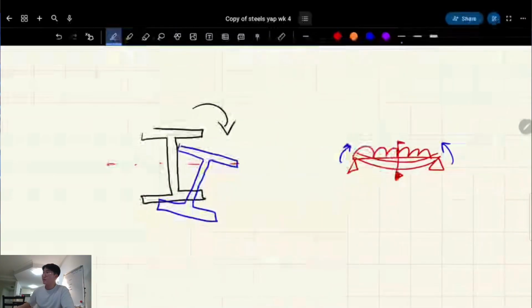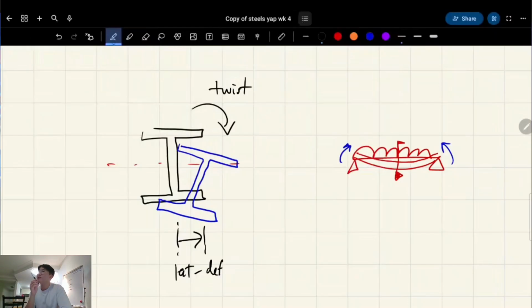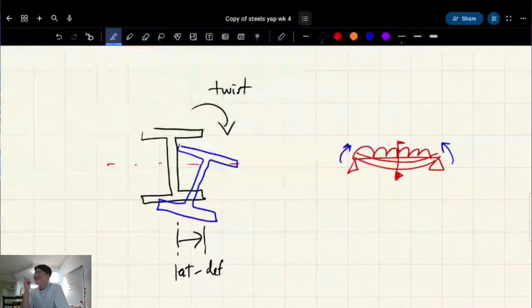Do you see what I did earlier? So there was some amount of lateral deflection and some amount of twist. Out of plane. Yes, it wants to laterally deflect out of plane. But then it's twisting as well. So why do you reckon that is?